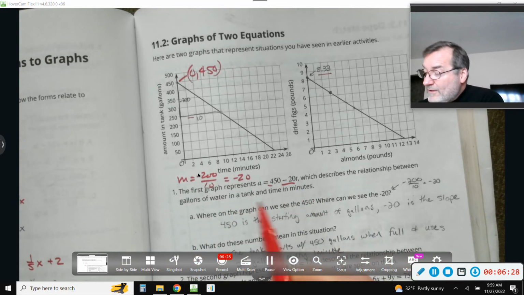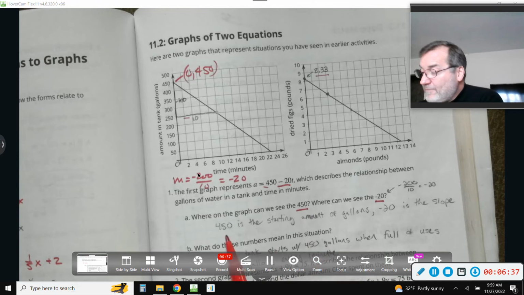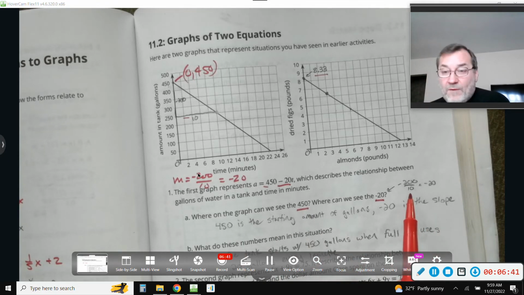And it describes the relationship. Where in the graph can we see 450? Where can we see a negative 20? Well, we just kind of answered that. The 450 is the starting point in gallons. Negative 20 is the slope. We already kind of figured that one out right there.